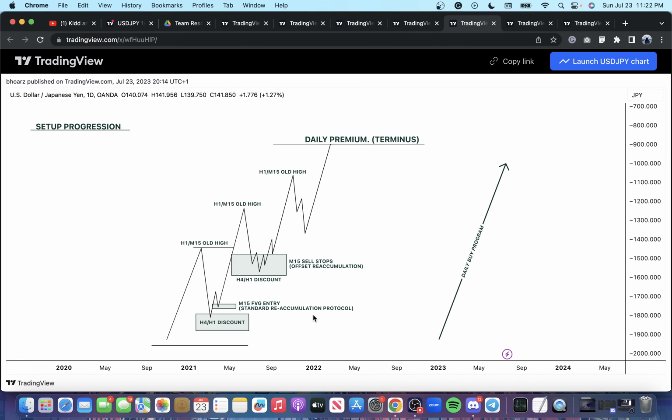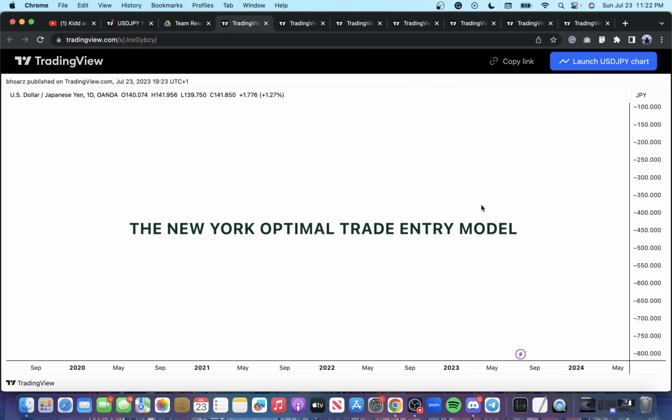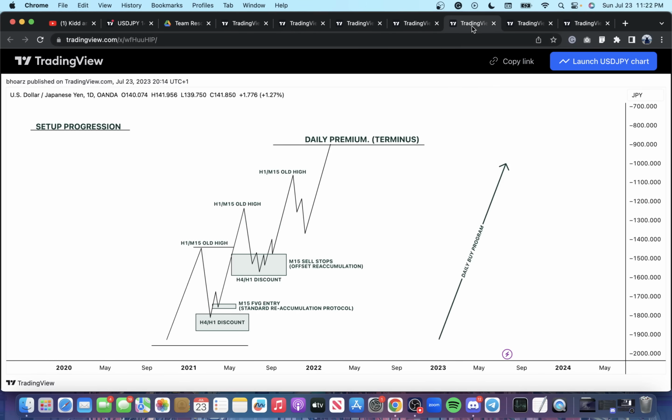So there are two protocols you're going to use for this model. The model is the New York Ultimate Trade Entry model, and for it there are two protocols you employ for the exact setup. Number one is your standard reaccumulation protocol for a bullish program. If you're looking for bearish programs, you call this your standard redistribution protocol. Number two is your offset reaccumulation protocol for buy programs, or offset redistribution protocol for sell programs.